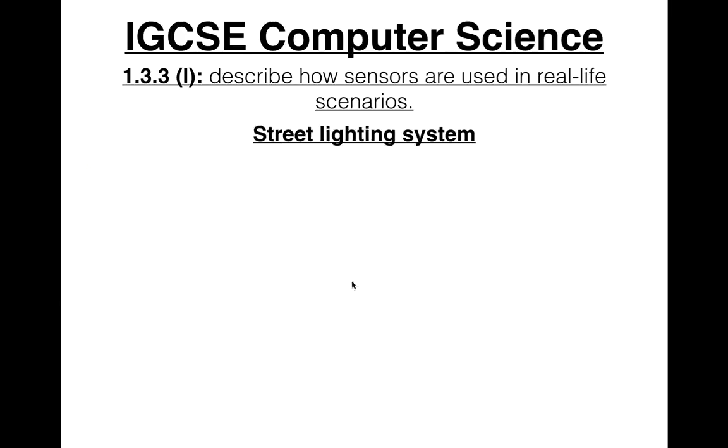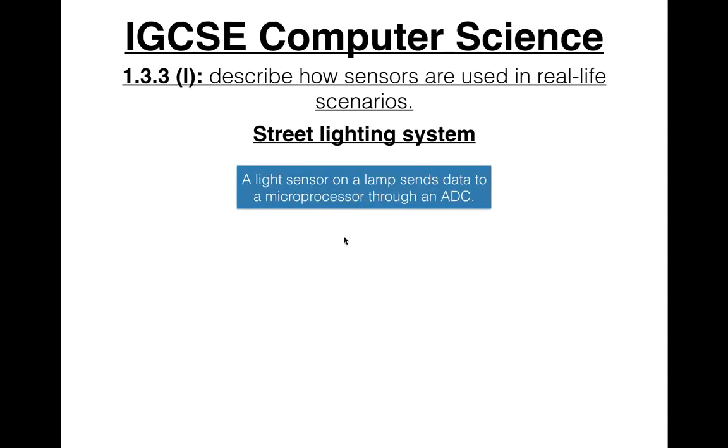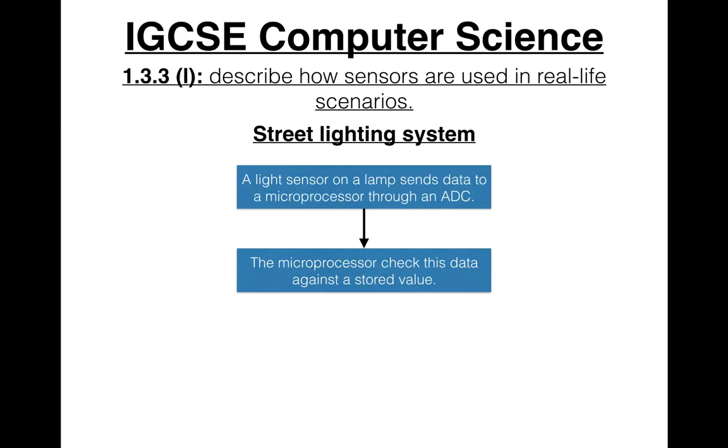Now, a street lighting system, for example, is a controlling system. So we'll see how that works. A light sensor on a lamp sends data to a microprocessor through an ADC. The microprocessor checks this data against the stored value. The stored value could be something, I don't know, light units or whatever.